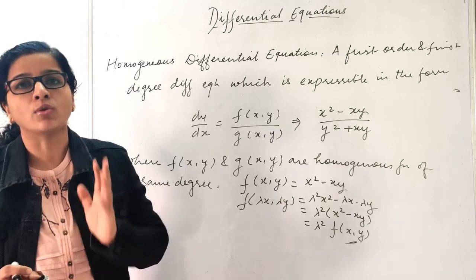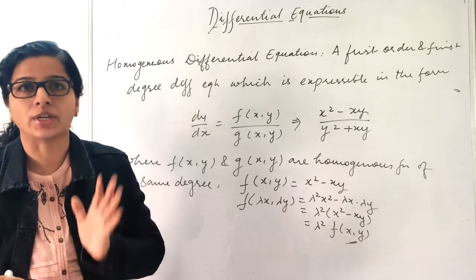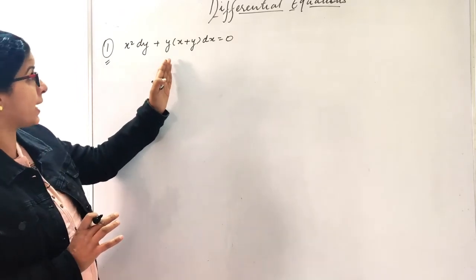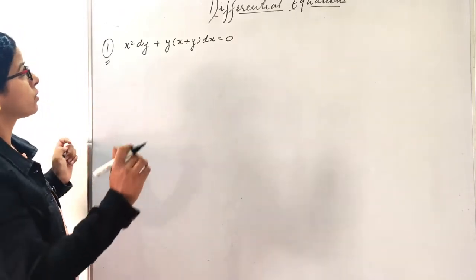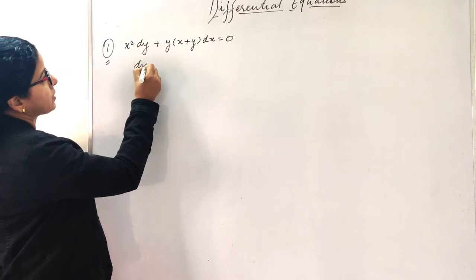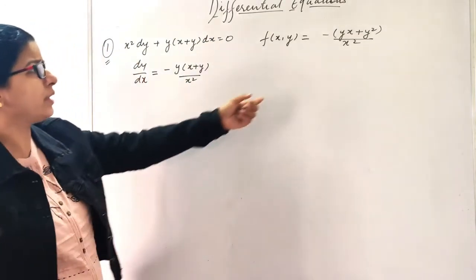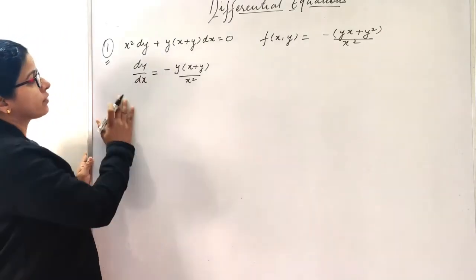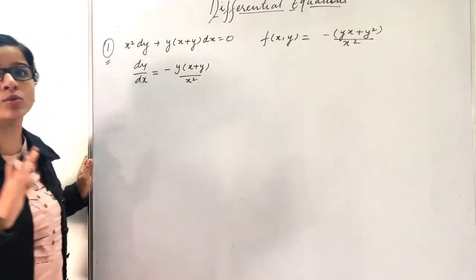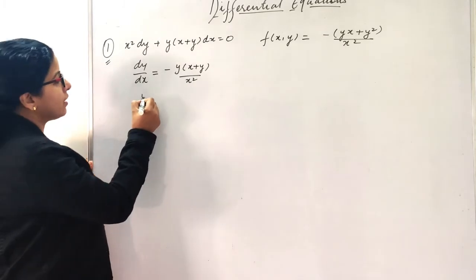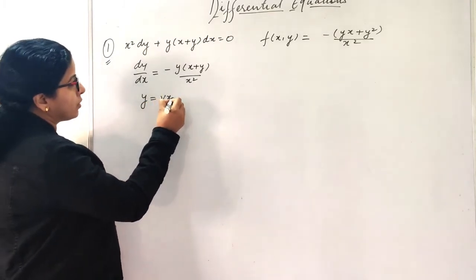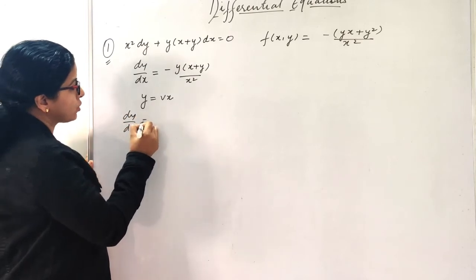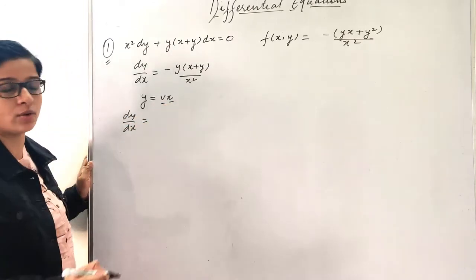Now let us check how to solve these kinds of differential equations. So now let us take this example, x square dy plus y(x plus y) dx equals to 0. So we'll first write in the form of dy by dx, right? So if you check, it is a homogeneous differential equation. So for homogeneous differential equation, there is a particular method how to solve it. So what we do, we take y equals to vx, okay? Now differentiate. So dy by dx equals to, we will use the product rule over here, okay?